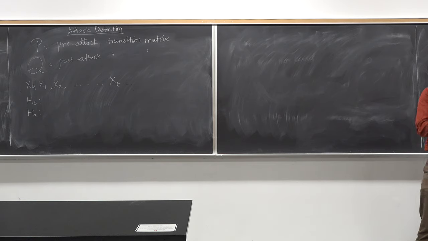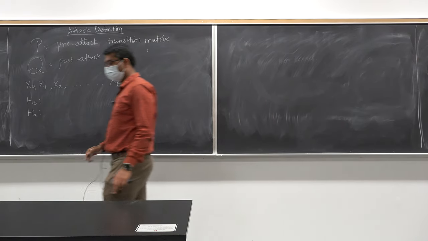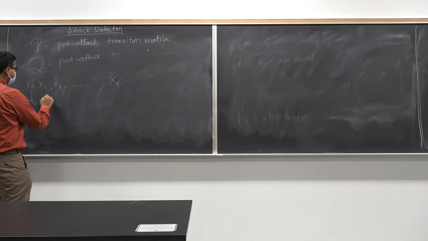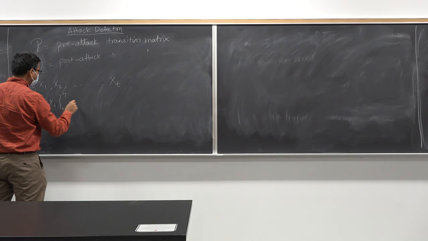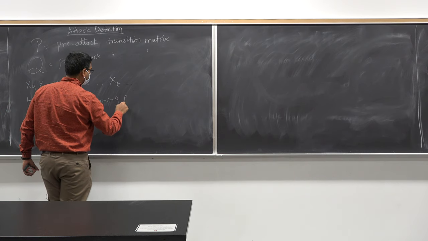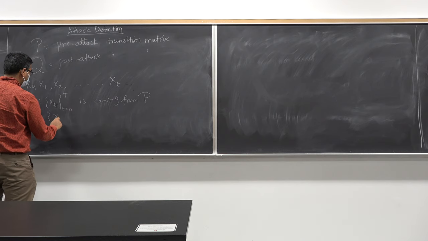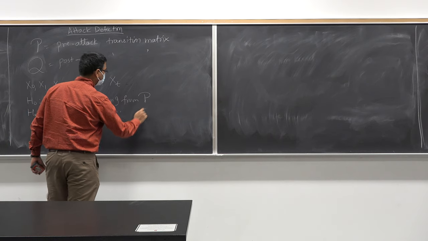Get the difference. And you're talking about test statistics, not the hypothesis. Perfect, yeah. So the hypothesis is that t equals 0 to capital T is coming from P, and the alternate hypothesis is coming from Q.